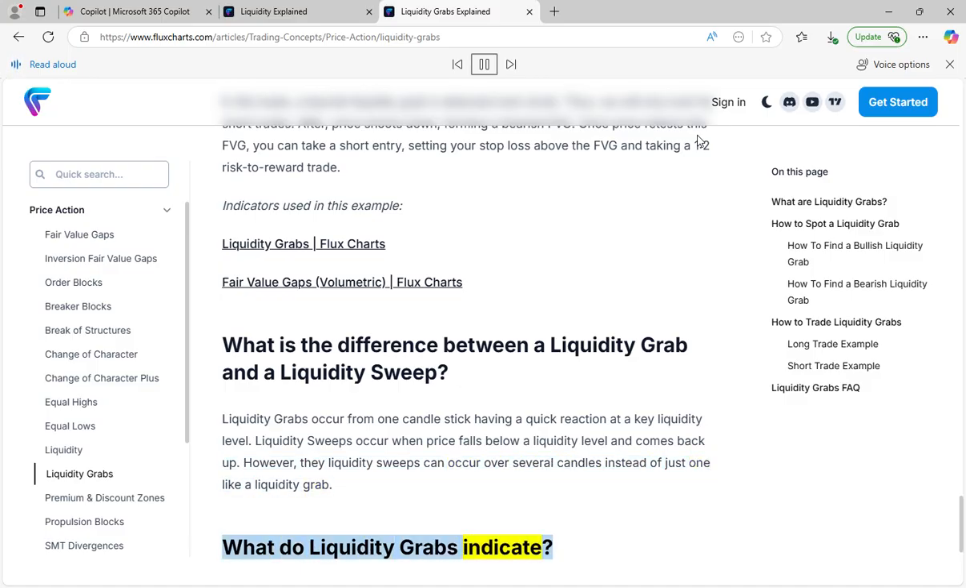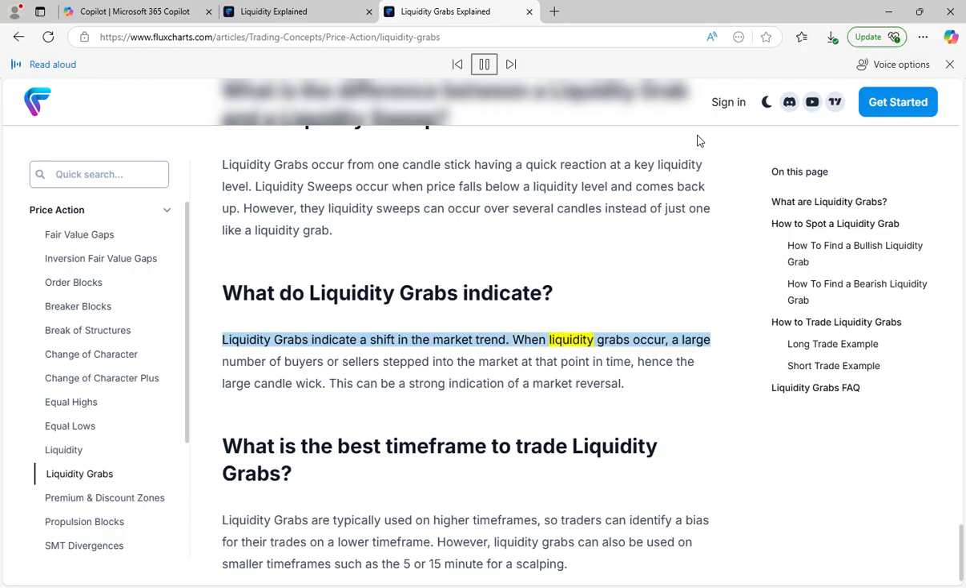What do liquidity grabs indicate? Liquidity grabs indicate a shift in the market trend. When liquidity grabs occur, a large number of buyers or sellers stepped into the market at that point in time, hence the large candle wick. This can be a strong indication of a market reversal.